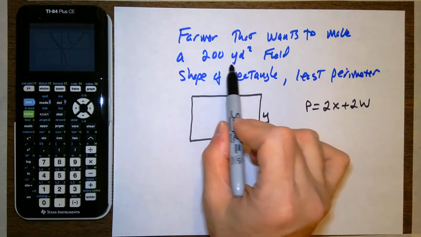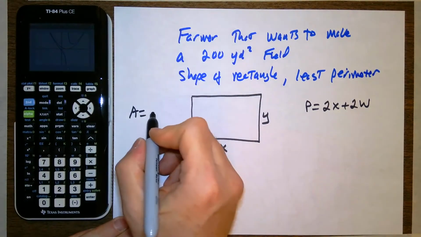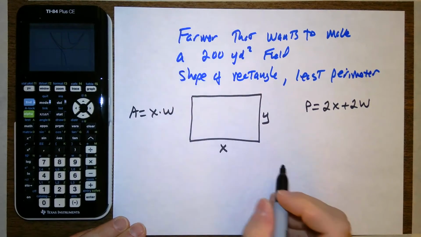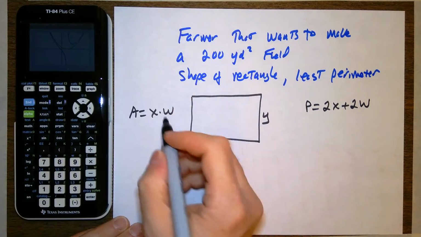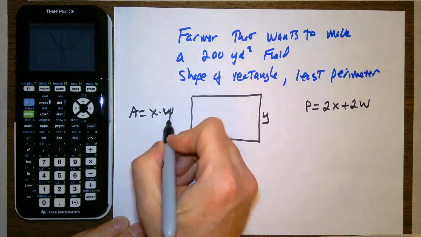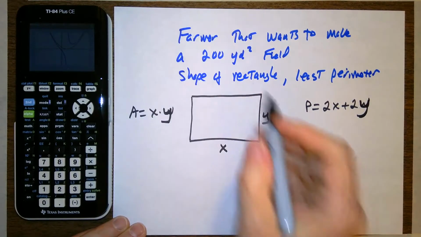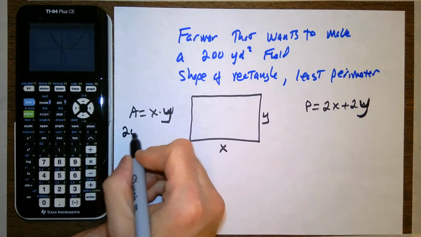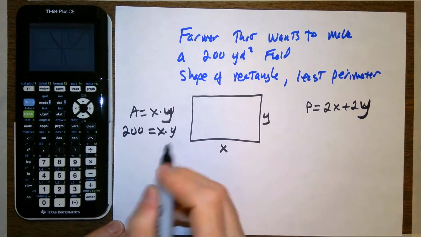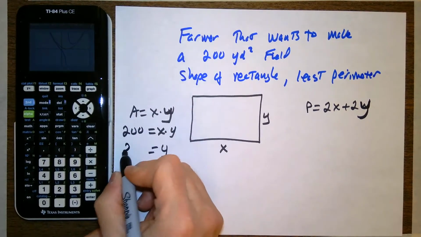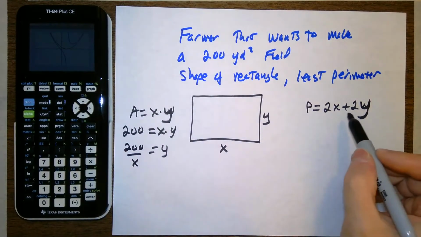I want the area to be 200. I know that the area is length times width, or x times y. Let me go back and change these to y's. And I know the area has to be 200. So 200 equals x times y. If I solve this for y, y is going to be 200 over x. And that's what I'm going to substitute in here.